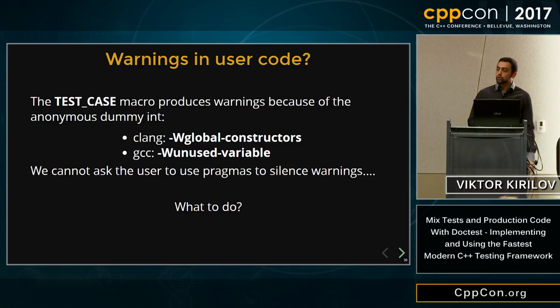But what happens to warnings which are generated by the macros themselves? When the user uses the test case macro, it's not expanded in the header, it's expanded in his source code. And it produces the following two warnings for Clang and GCC because of the global dummy integer we use to call rec test before we enter main: the unused variable for GCC, and the global constructors one for Clang. So we can't ask the user to surround his code with pragmas.